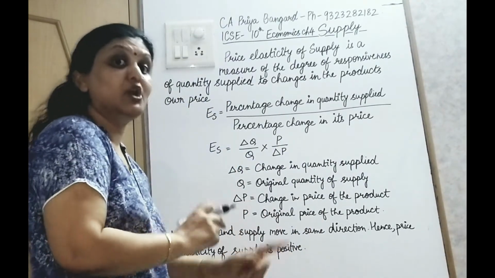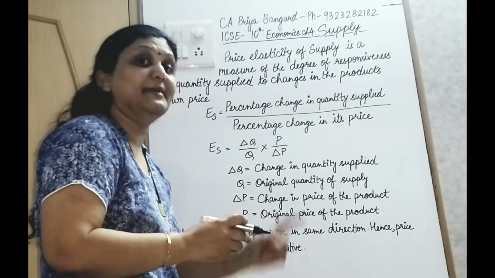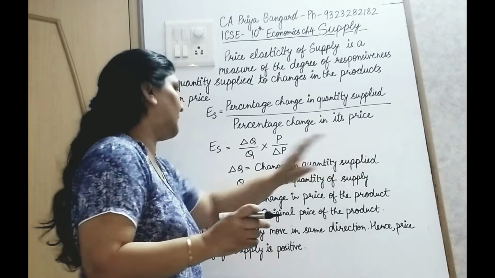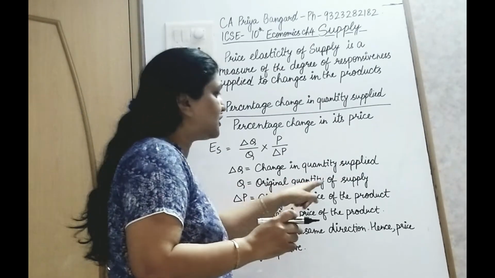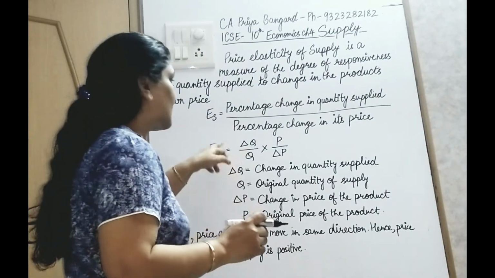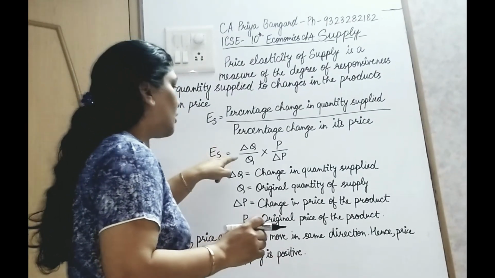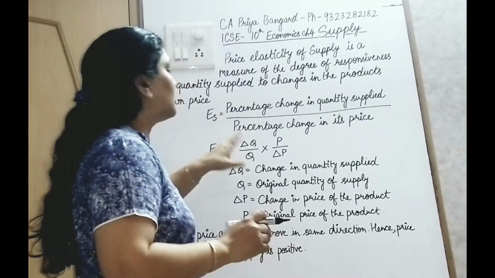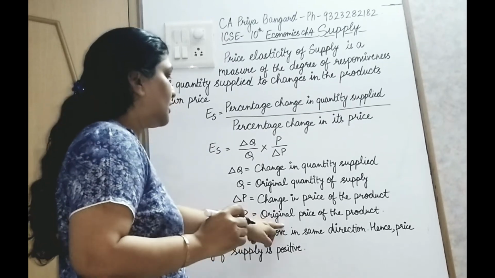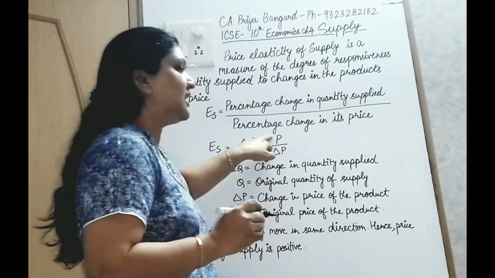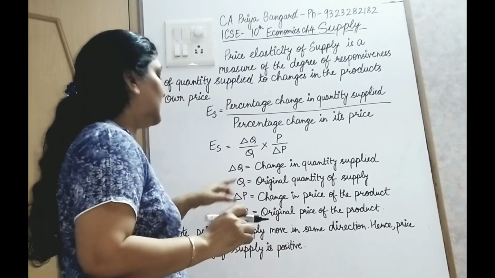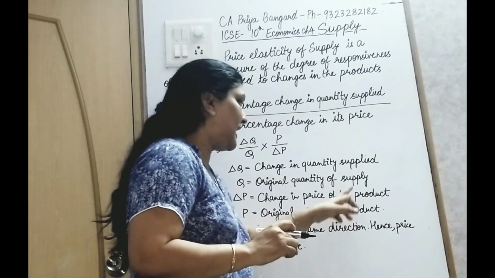प्राइस चेंज हुई, उसके कारण क्वांटिटी सप्लाइड में कितना चेंज हुआ. डेल्टा क्यू इज चेंज इन क्वांटिटी सप्लाइड. क्यू इज ओरिजिनल क्वांटिटी सप्लाइड. सो ओरिजिनली क्या क्वांटिटी थी और कितना चेंज हुआ, दैट इज डेल्टा क्यू. व्हाट डज पी मीन? ओरिजिनल प्राइस ऑफ द प्रोडक्ट. ओरिजिनली क्या प्राइस थी प्रोडक्ट की, and delta P. Delta P means change in price of the product.